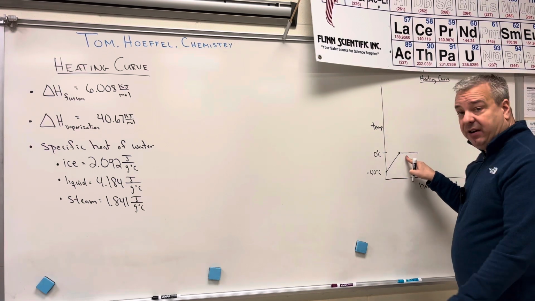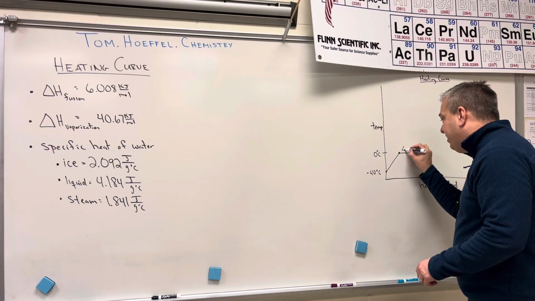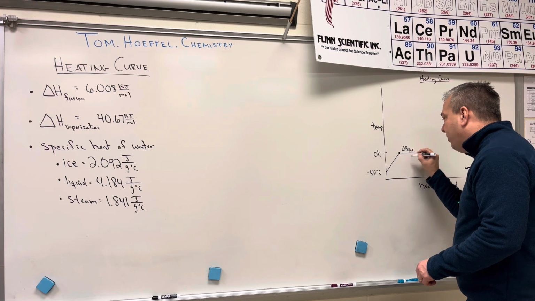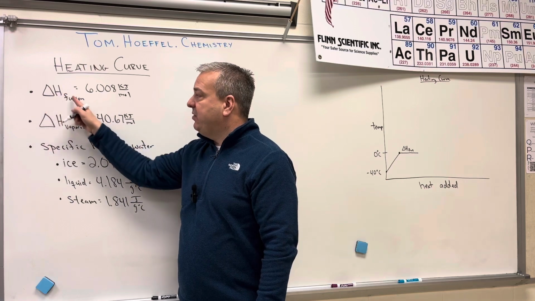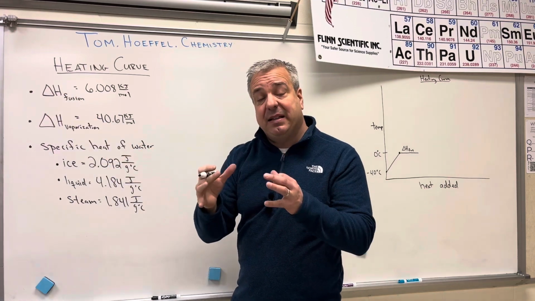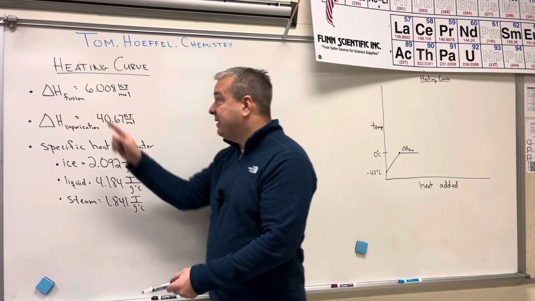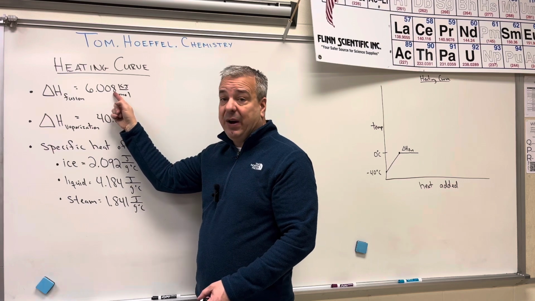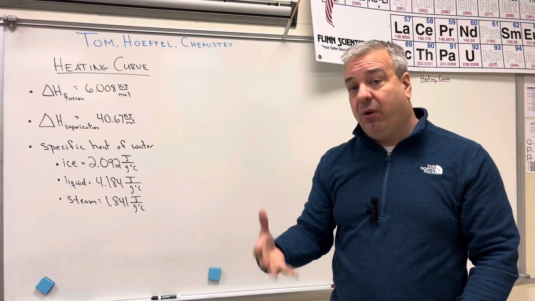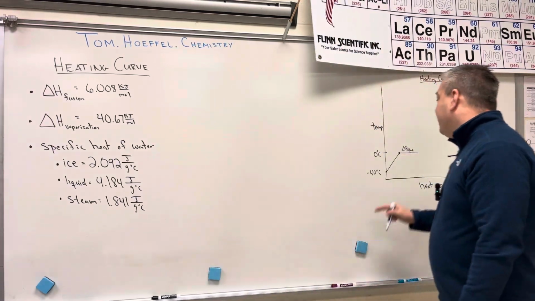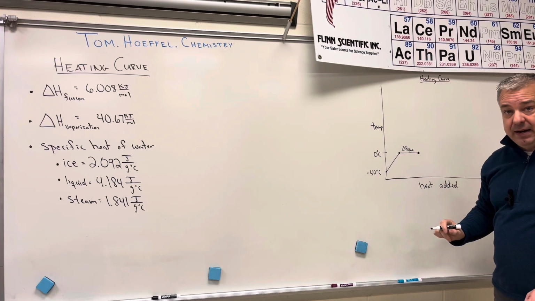We call this area of the heating curve the area in which it melts. We call it the enthalpy of fusion. So the enthalpy change, ΔH fus. The enthalpy change of fusion basically means the amount of energy that is required to melt ice. In this case, it requires 6.008 kilojoules of energy that needs to be supplied per mole of ice that we have.